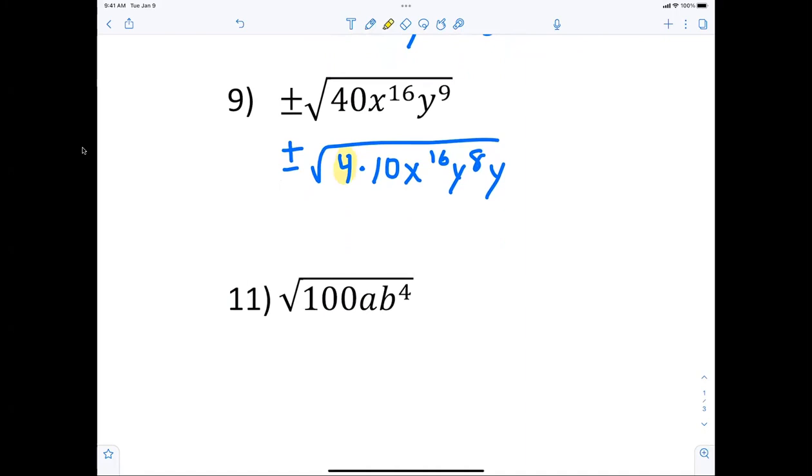What's the square root of 4? So now it's plus or minus 2. What's the square root of x to the 16th? X to the 8th. What's the square root of y to the 8th? Y to the 4th. What's left behind?